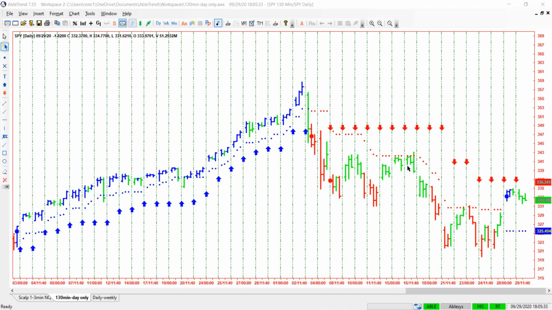Look, it hits the red dots, bounces off and goes lower. Hits it 3 or 4 or 5 times, bounces off, it goes lower. Hits it twice here, bounces off and goes lower. It's unbelievable how accurate the dots are. The red dots are resistance. They stop the prices from going higher. The blue dots are support.